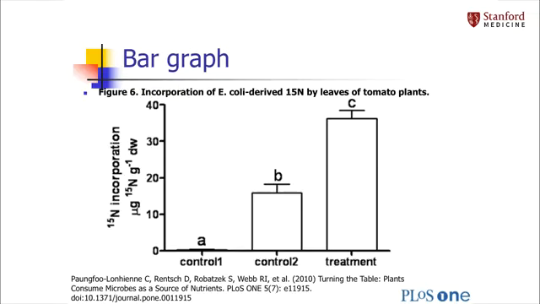This was from that study looking at tomato plants eating E. coli. They have 2 controls and a treatment. And the treatment group clearly takes up more E. coli. They incorporate more of the microbes. Now, that's easy to glean from the graph. There are a few things I'm going to point out on this graph that I would improve.